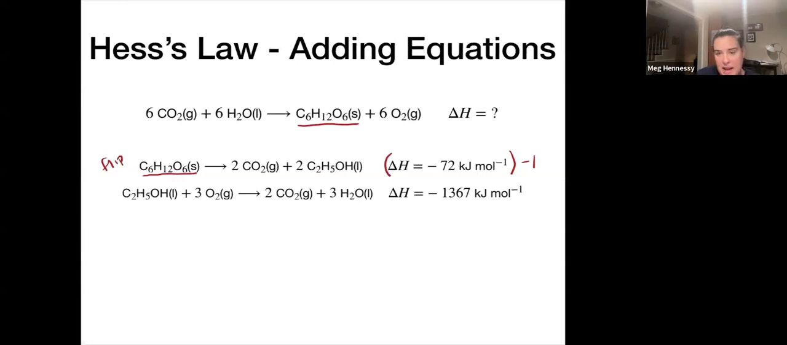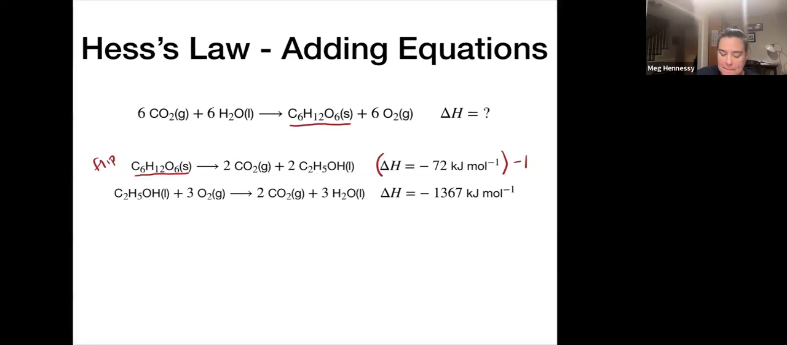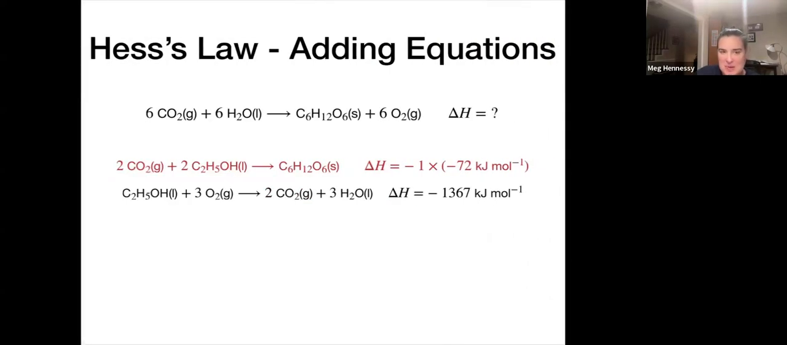So whenever you reverse a reaction, you reverse the sign of delta H. And what does that look like? I think I did this in a whole bunch of steps. Well, I now have glucose on the right-hand side and the correct side of my equation. And you can see that I changed the sign of delta H by multiplying it by -1.